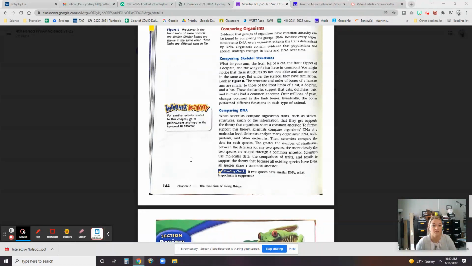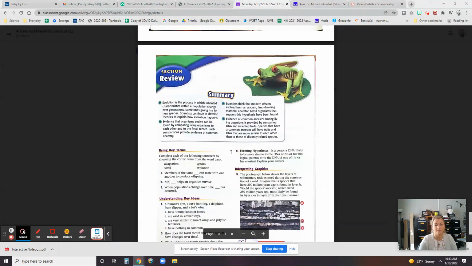The greater the number of similarities between the data sets for any 2 species, the more closely the 2 species are related through a common ancestor. Scientists use molecular data, the comparison of traits, and fossils to support the theory that because all existing species have DNA, all species have a common ancestor.